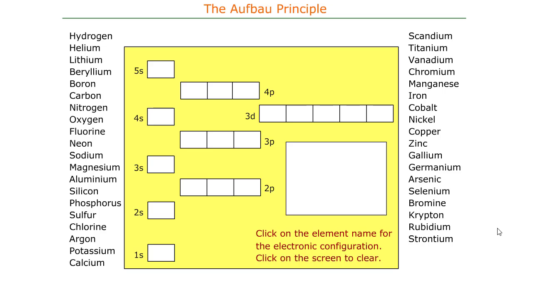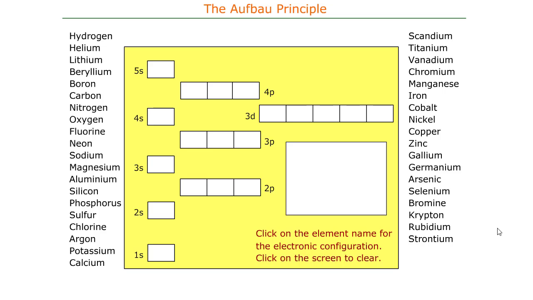The aufbau principle is a way of showing the electronic configuration of the elements. The name Aufbau comes from the German term, which I'm not going to attempt to pronounce here, which means construction principle. So what we have is a list of the elements in order: hydrogen, helium, lithium, ascending atomic number.